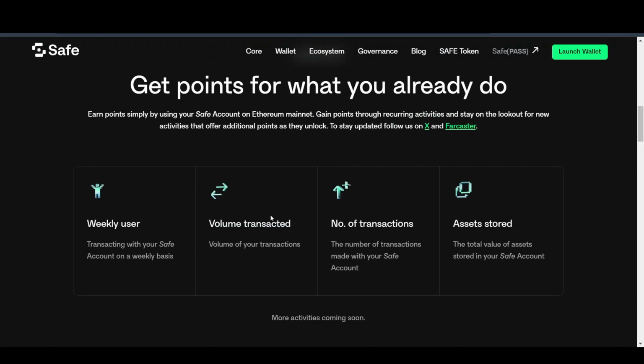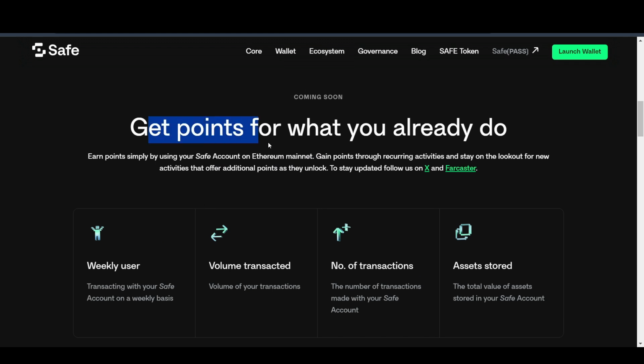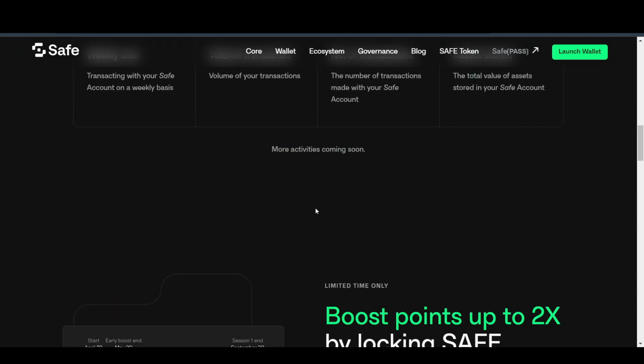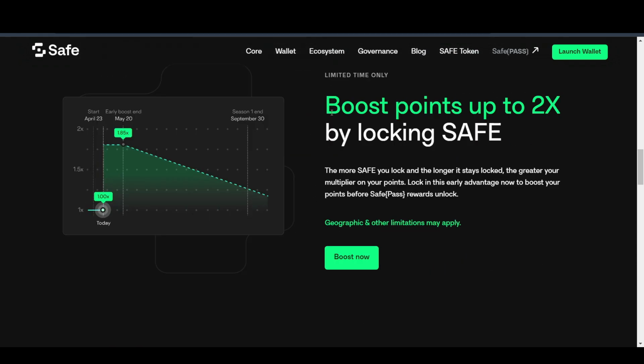If you just go to get points for what you already do, so earn points simply by using Safe account on Ethereum mainnet. So as long as you use Safe account on Ethereum mainnet, you gain points, and I think most of the users actually go to the airdrop because of this, which is pretty good.